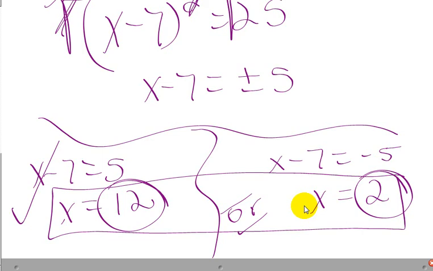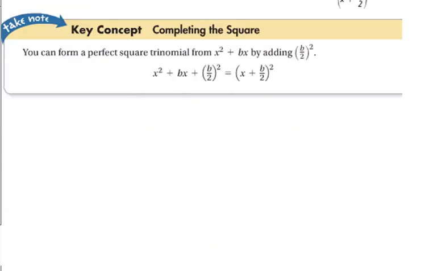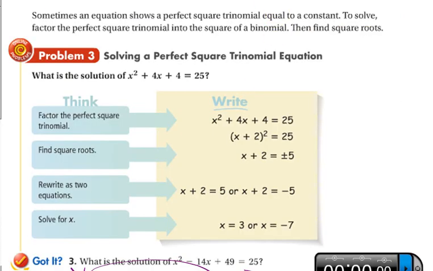Is there anybody who needs another example? Would anybody like another example? One more? Okay. I'm going to have to pull one from the assignment, because if I make one up, it may not come out perfectly. Let me pause.